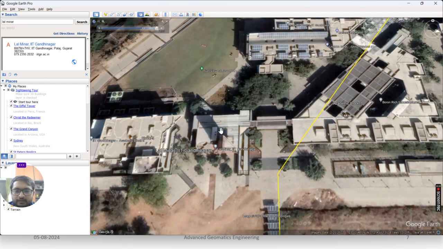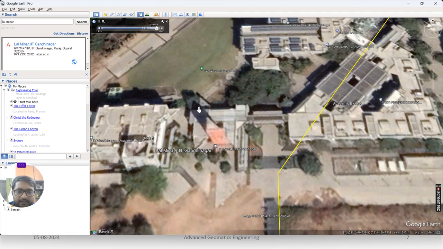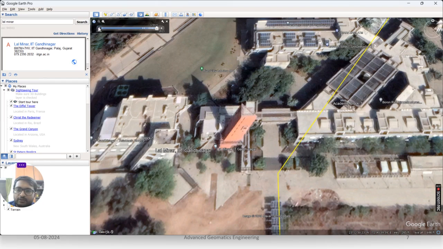So now you can see, in different images, different parts of the buildings are available. And here, you can see this side view is visible to you. So when you put all those views together, you can reconstruct the 3D image of this particular Lal Minar, or you can find out the height of this Minar also.